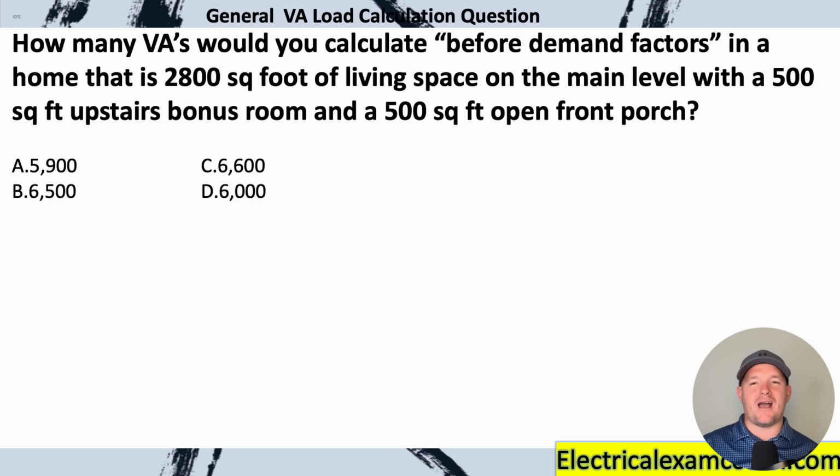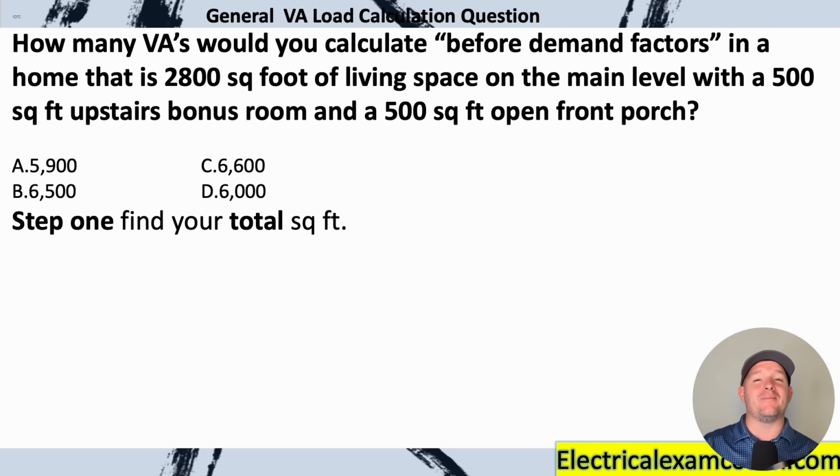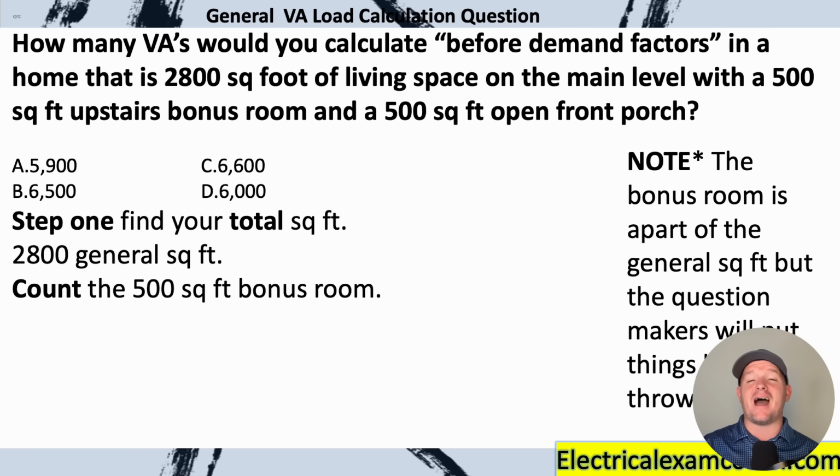How many VAs would you calculate before demand factors in a home that is 2,800 square foot, a living space on the main level, with a 500 square foot upstairs bonus room and a 500 square foot open front porch? Step 1, we're going to find how many square feet we are working with. 2,800 general, of course, and then we are going to count this 500 for the upstairs bonus room. I do want to note that the bonus room is a part of the general square foot, but question makers will put things like this in the question to throw you off and see if you know your stuff.